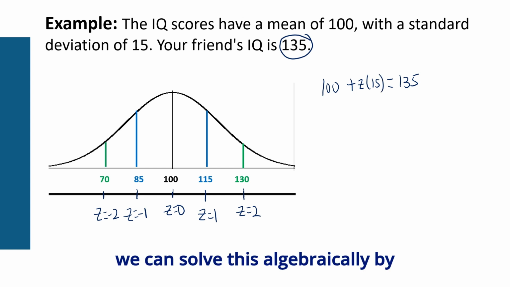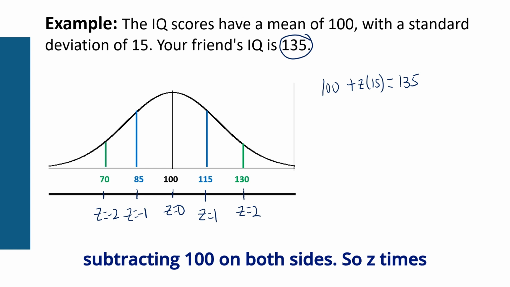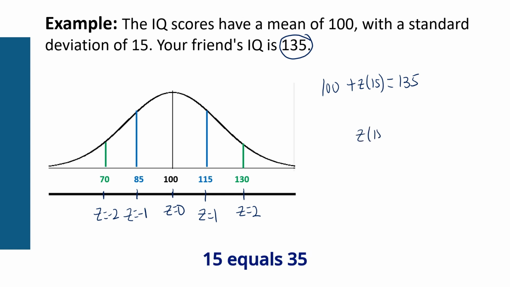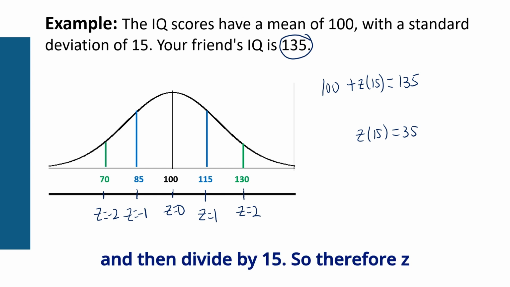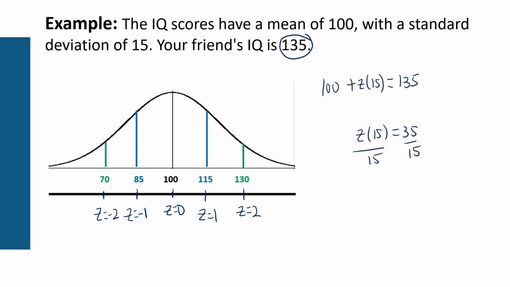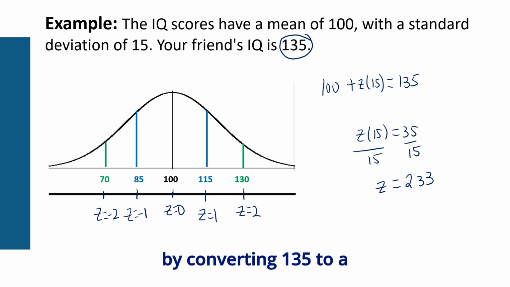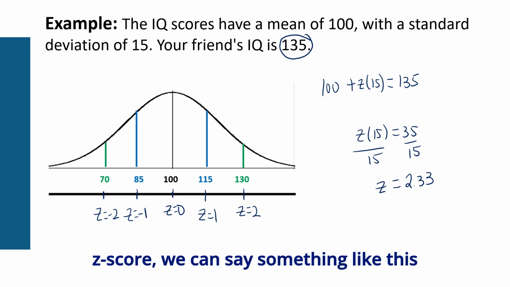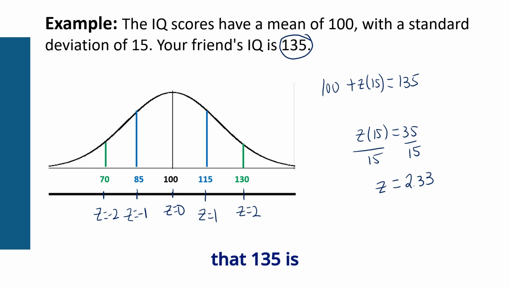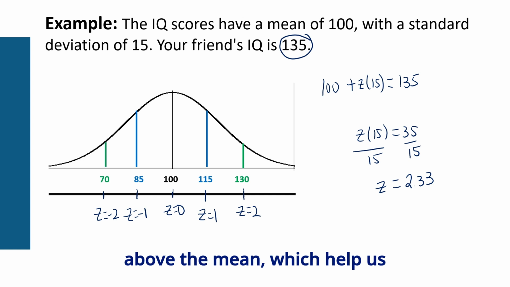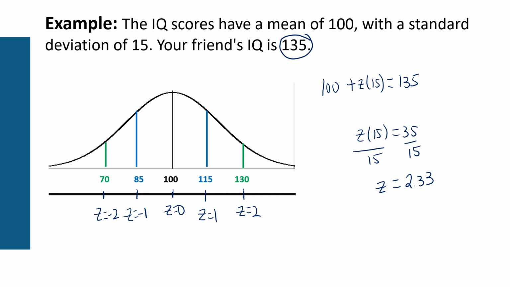So to find the z, we can solve this algebraically by subtracting 100 on both sides. So z times 15 equals 35. And then divide by 15. So therefore, the z-score for 135 is around 2.33. By converting 135 to a z-score, we can say that 135 is 2.33 standard deviations above the mean, which helps us understand if it is an unusual or rare score in the context of this distribution.